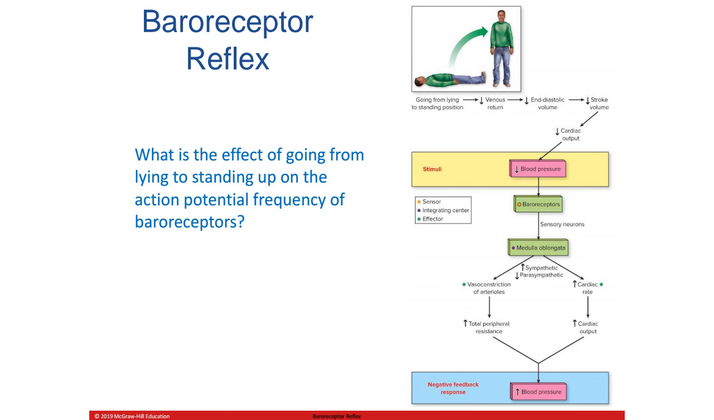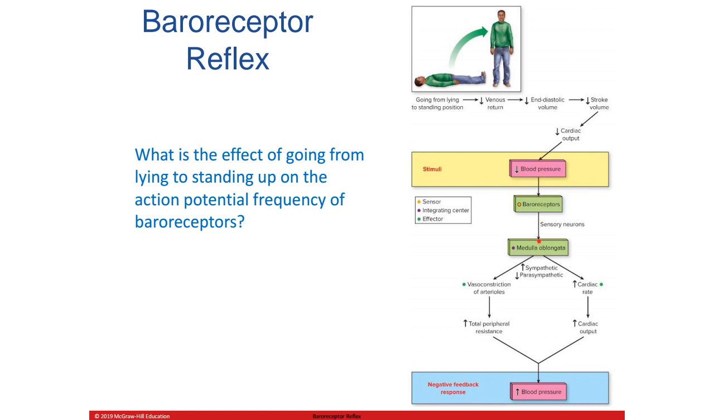This leads to a lower end diastolic volume. A lower end diastolic volume then leads to a lower stroke volume, which leads to a lower cardiac output, which leads to lower mean arterial pressure. Now, what happens to the baroreceptors? What's the effect of going from lying to standing up on the action potential frequency of the baroreceptors? I'll let you think about that for a second.